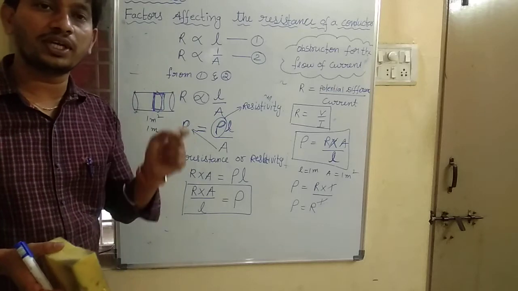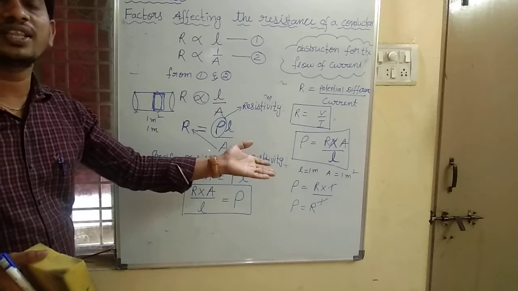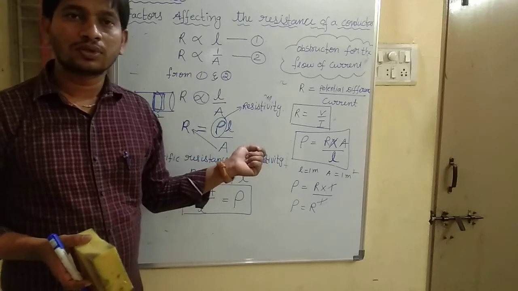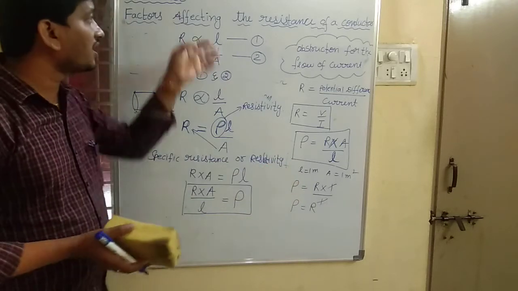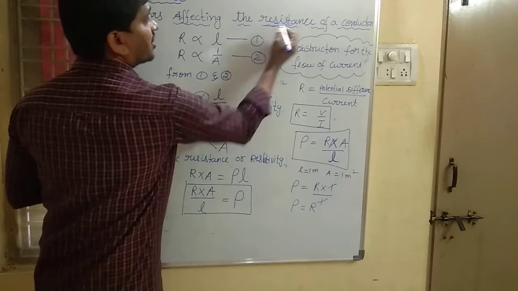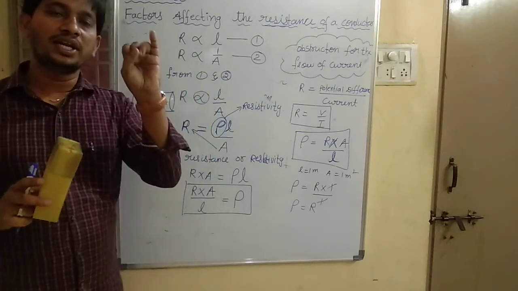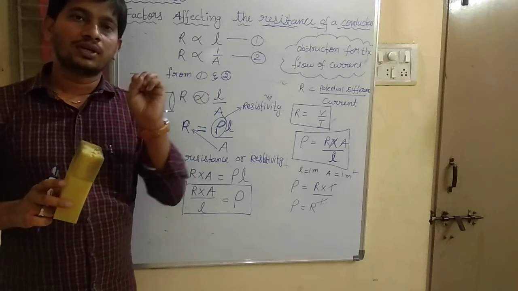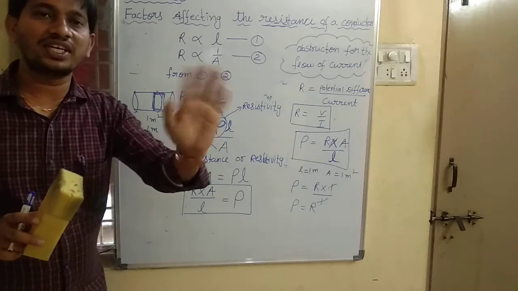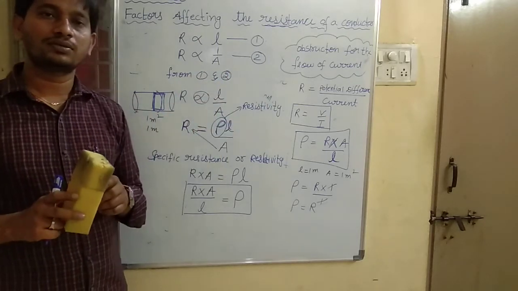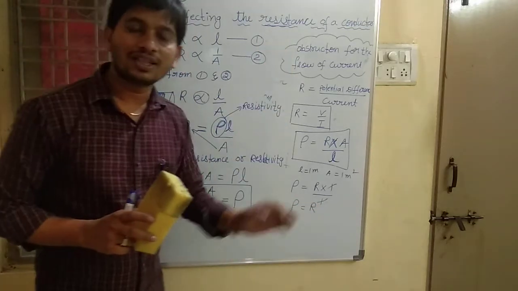So resistivity of a material does not depend upon the length of the conductor. It depends only upon temperature. Actually, resistance depends upon 4 factors: temperature, nature of the material, area of cross section and length of the conductor. But resistivity does not depend upon length of the conductor.